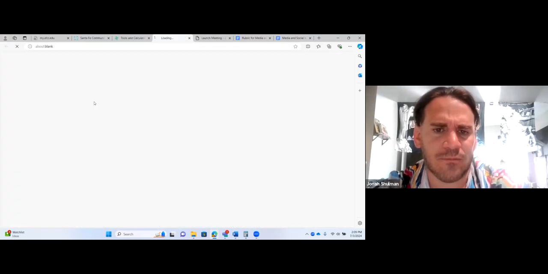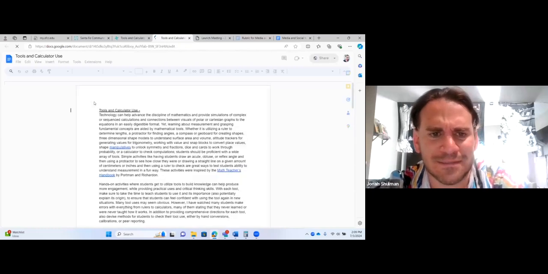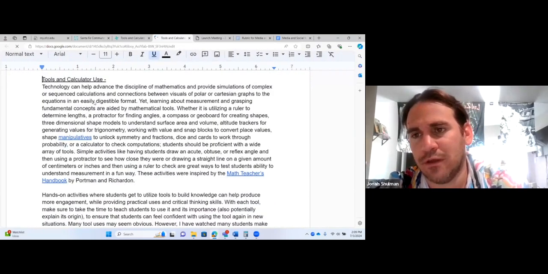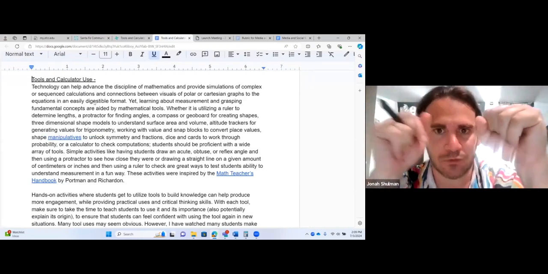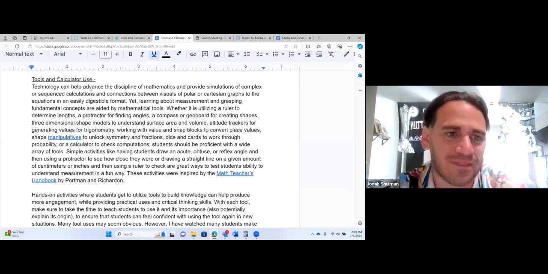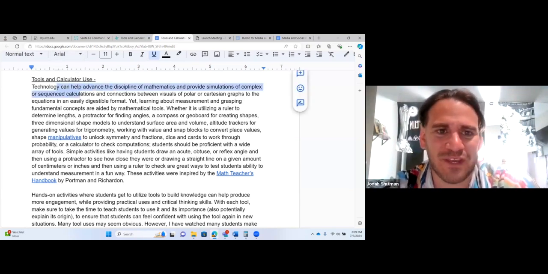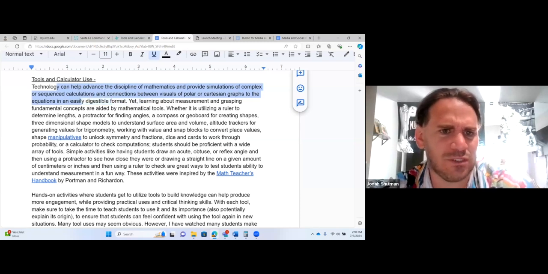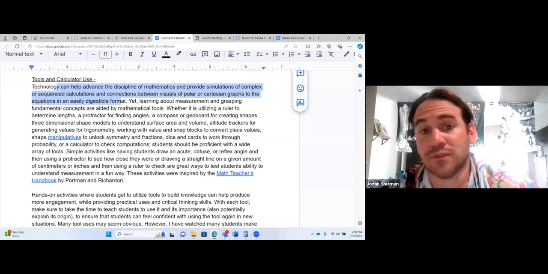Now, this whole idea, especially for younger students or students of all abilities, is that you want to get their hands in the math. You want to get their hands in the math as much as you can. While technology can help advance the discipline of mathematics and provide simulations of complex calculations and connections between visuals of polar or Cartesian graphs to the equations in an easily digestible format. So, technology helps us out a lot.